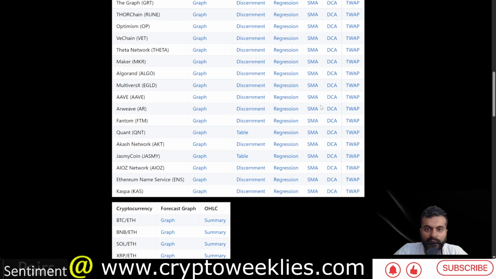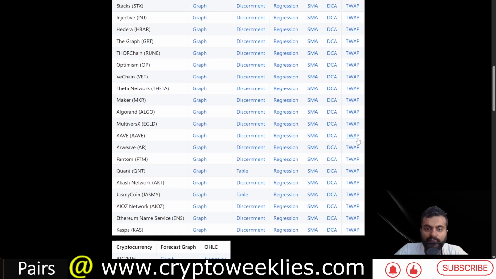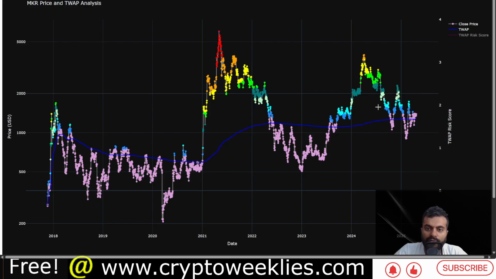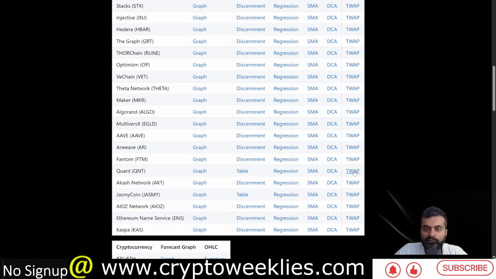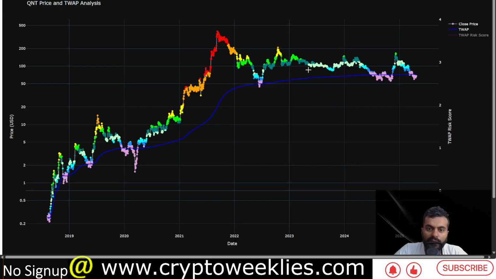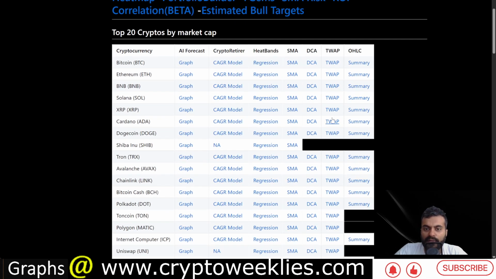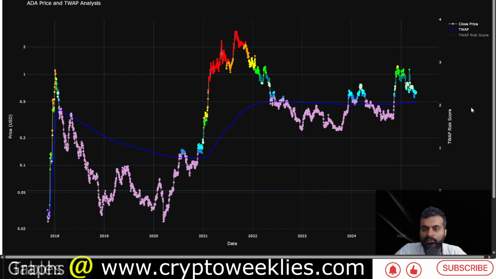If you look at any random crypto, let's take this one as an example, you can see a lot of time spent below the time-weighted average price, just randomly clicking. Quant is one similar to Kaspa, where the price has meaningfully stayed above the time-weighted average price. Let's take one example of the top 20 cryptos. You can see a similar story for ADA, Polkadot.